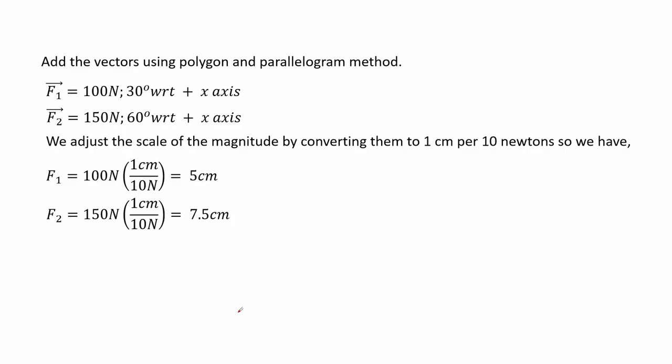In this example we have two vectors, force 1 and force 2, as shown here. The problem asks us to determine the resultant using the graphical method, the polygon and parallelogram methods. To draw this, we first rescale the values of the magnitude by setting it to 1 cm per 10 newtons. So force 1 becomes 5 cm and force 2 becomes 7.5 cm.